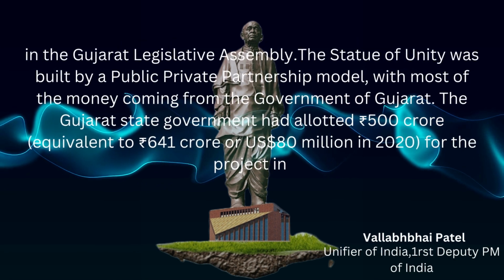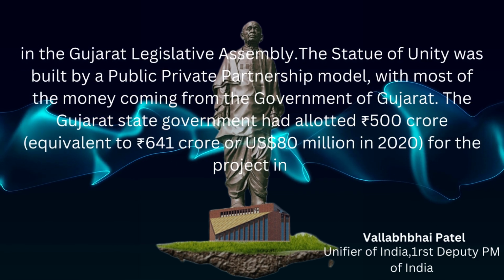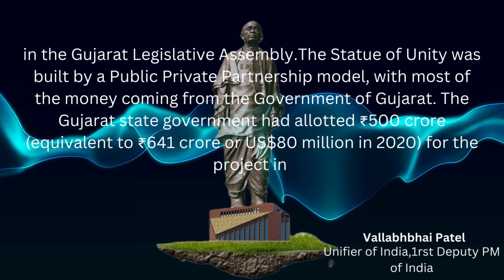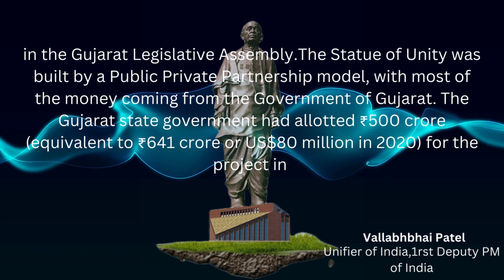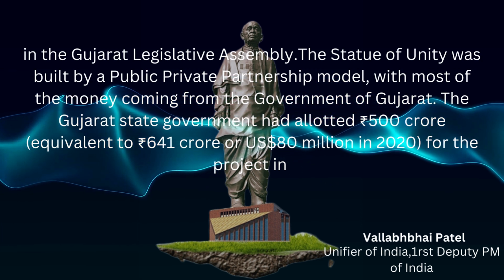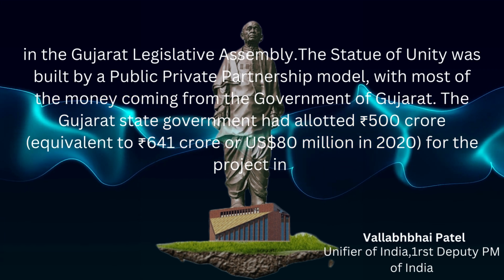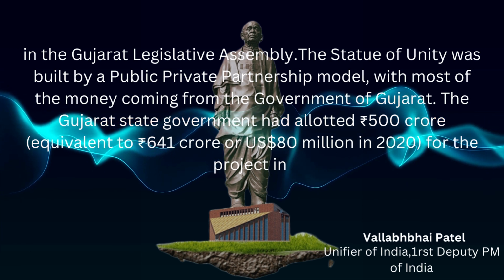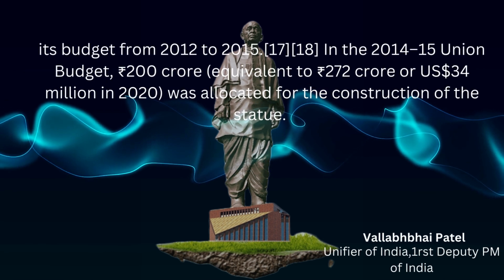Legislative Assembly. The Statue of Unity was built by a public-private partnership model, with most of the money coming from the government of Gujarat. The Gujarat state government had allotted 500 crore, equivalent to 641 crore or $80 million in 2020, for the project in its budget from 2012 to 2015.